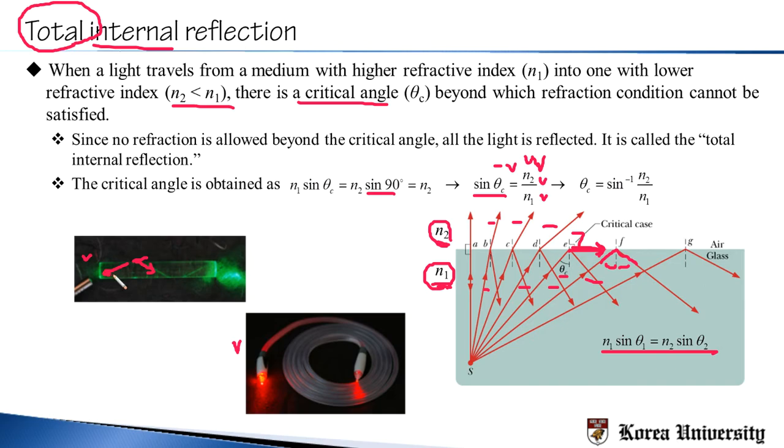Because even though light is slightly tilted with respect to the axis of this fiber, it will keep being reflected back so that it can travel a long distance from one end to the other.